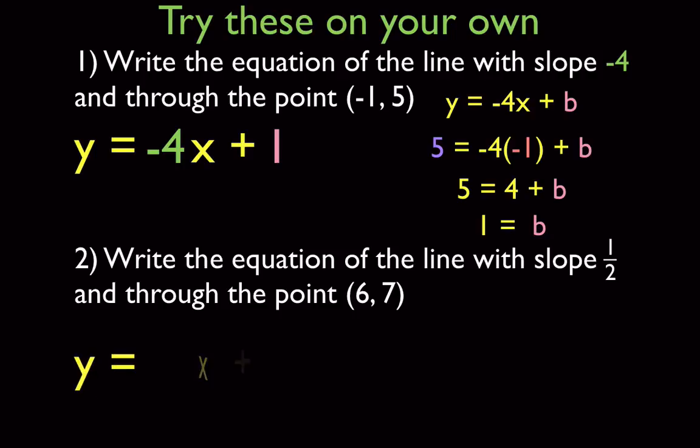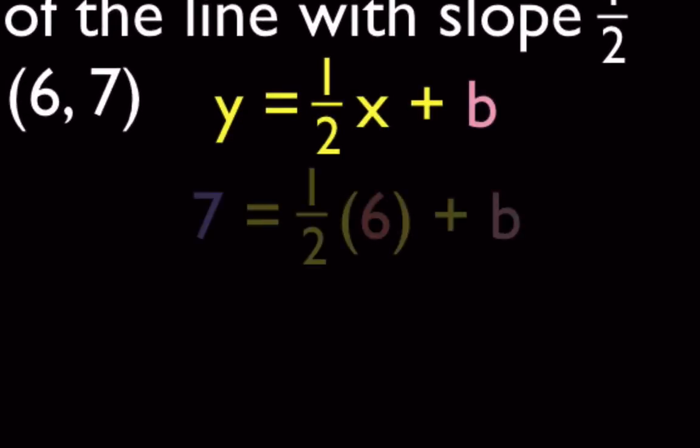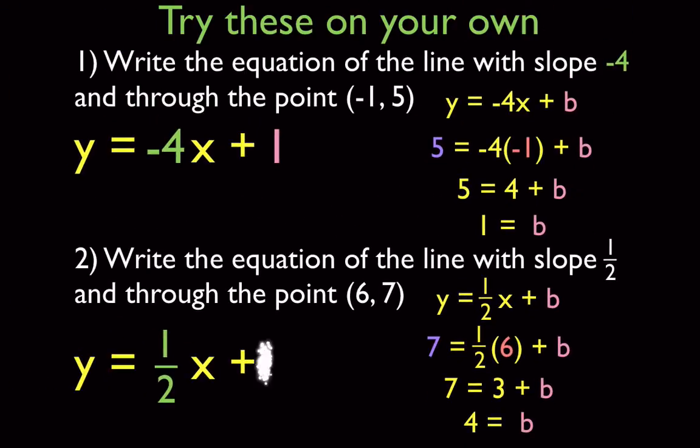Okay, so we're going to set up what we know, which is that there's a 1/2 there, and we're going to substitute in the values. x equals 6 and y equals 7. If I take half of 6, or 6 times 1/2, I get 3. Subtracting 3 from both sides, I get 4, and my problem is done.